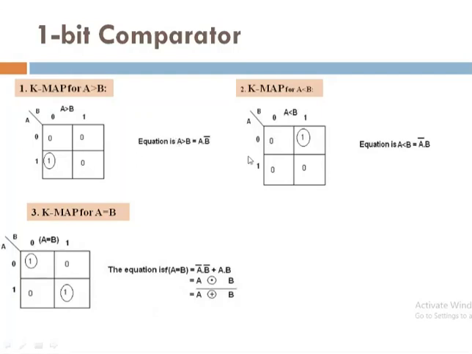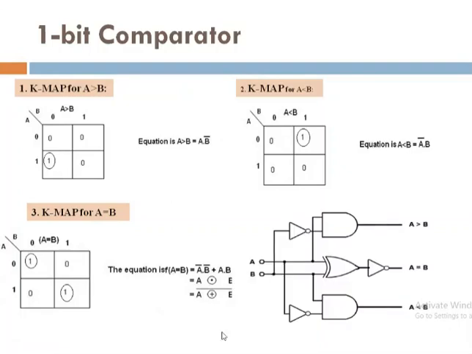So now we want to design a circuit diagram with the help of these three equations. Here is the combined circuit diagram. Now this is your circuit diagram for this particular equation. First we are implementing A into B bar. Here I am considering A and B inputs. For A is greater than B, in this case particularly, we require B NOT.